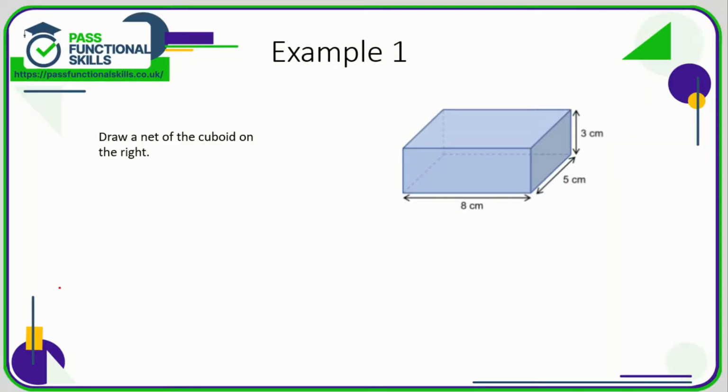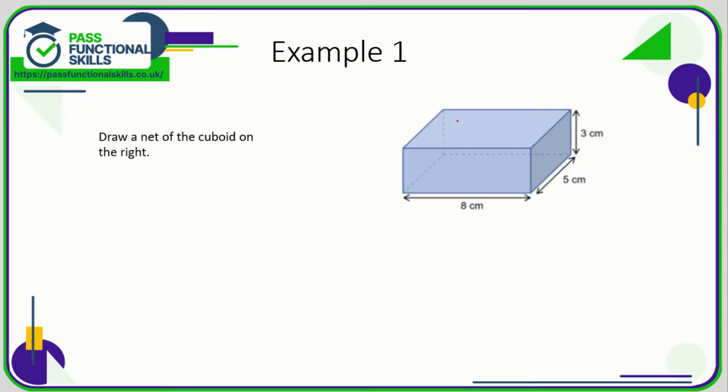Let's take a look at some examples. So here we need to draw a net of the cuboid on the right. Now a cuboid has a rectangular top and bottom, a rectangular front face and back, and two rectangular sides. So the net should be composed of 6 rectangles.